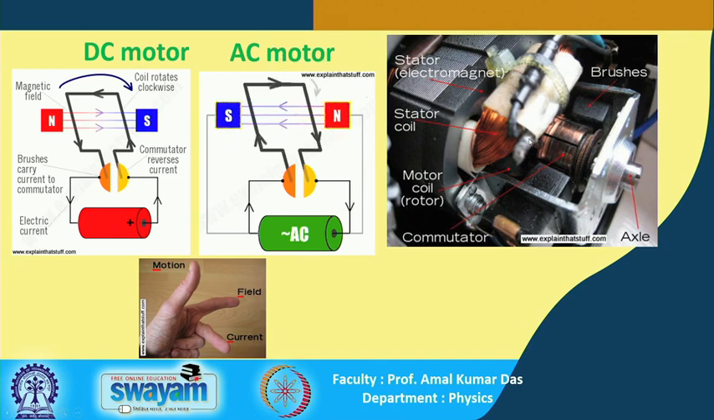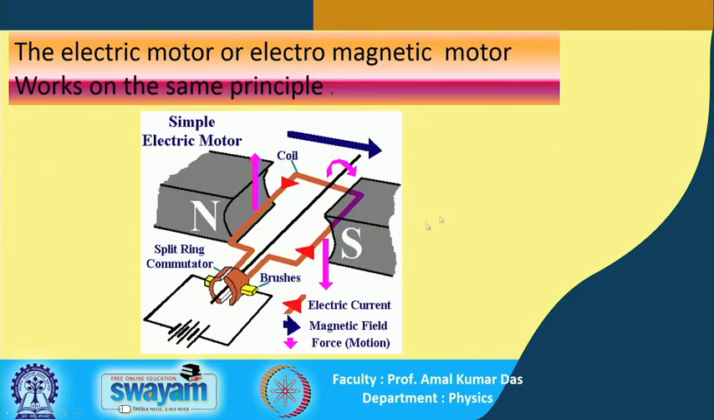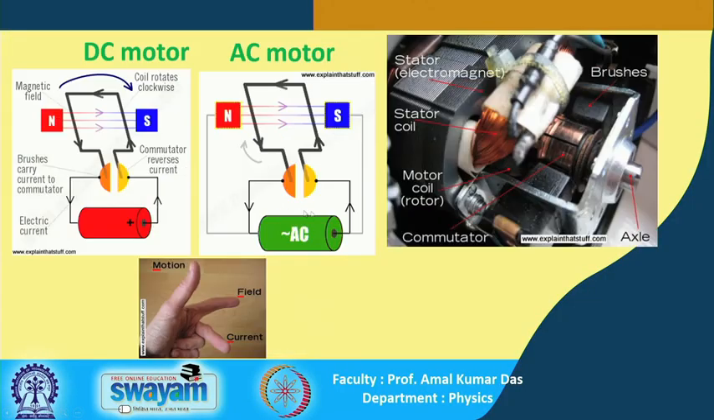And this is the real picture. Here you see the commutator I showed you, this split ring commutator. Let me go to the next one. Here there is a problem: there will be a jump, the change will be jumping from one state to another state.